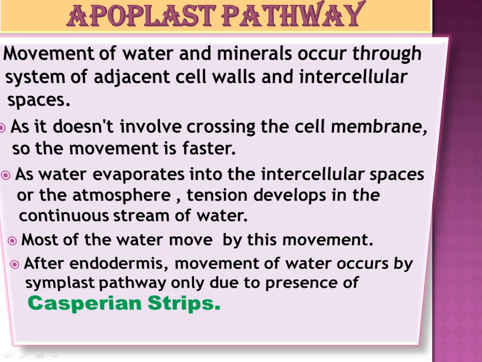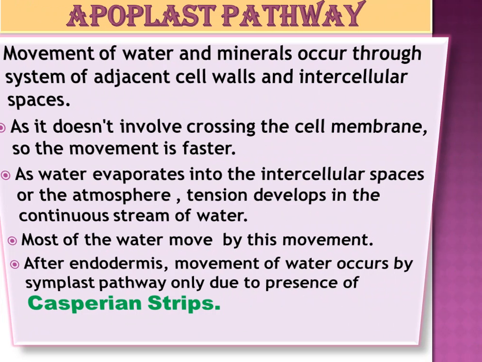First topic is APOPLAST pathway from chapter 11, that is transport in plants. Movement of water and minerals occurs through system of adjacent cell walls and intercellular spaces. As it doesn't involve crossing the cell membrane, apoplast movement is faster. As water evaporates into intercellular spaces or the atmosphere, tension develops in the continuous stream of water. Most of the water moves by apoplast pathway.